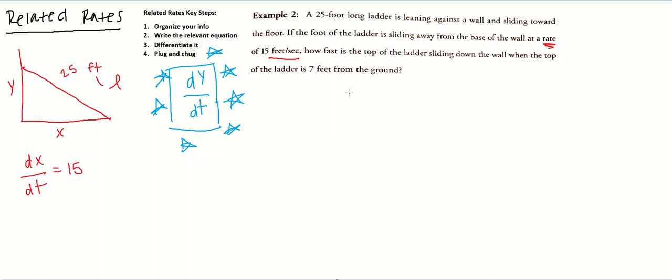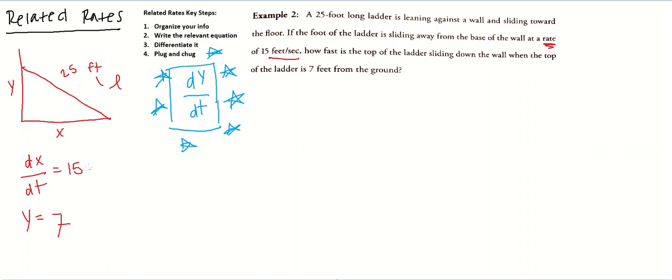And what's the last bit of information that's been given to us? They want to know what dy/dt is when the top of the ladder is 7 feet from the ground. So when one of these quantities, either y or x, is equal to 7. Which one do we think it would be? It's talking about the top of the ladder being 7 feet from the ground, so hopefully you'd say that represents the quantity y, right? Because they're talking about the distance from the top of the ladder to the ground. That's a vertical distance, so that's going to represent y. So at the moment in question, y is going to be equal to 7.